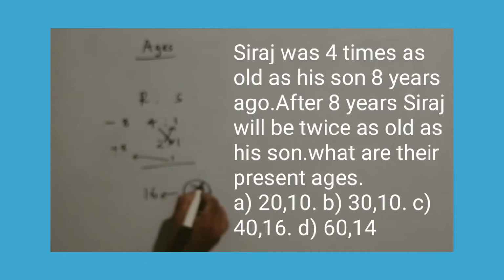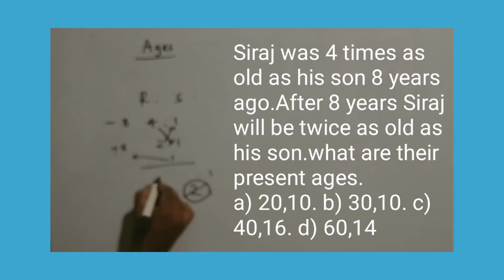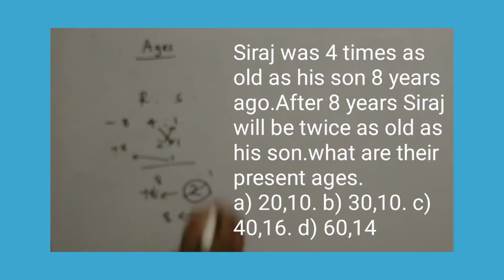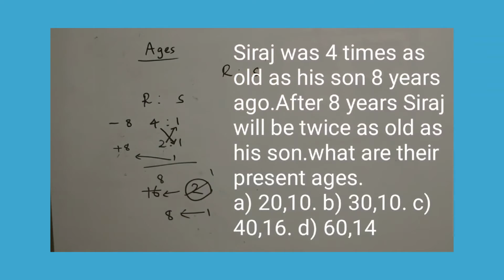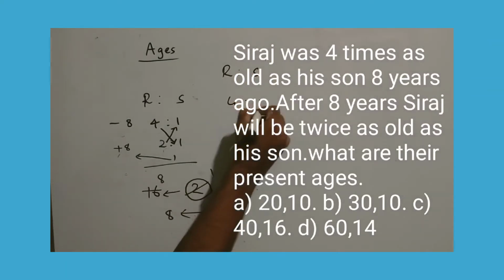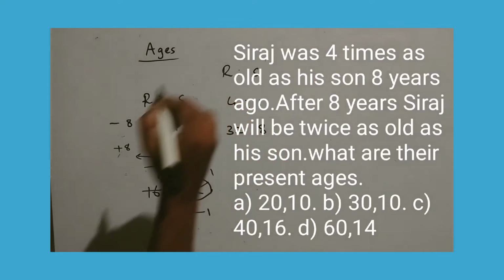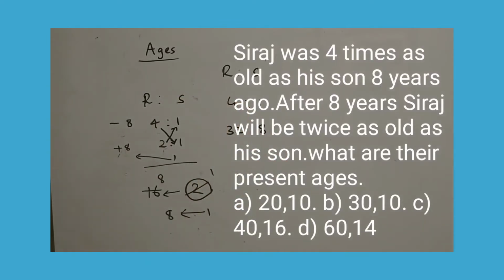So we can cancel like this. 2 1s are 2, 2 8s are 16. So 1 part is equal to 8. Now, if you see, dear students, I am going to directly put 1 part equal to 8. First ratio, that is Ravi is to son. If you take 4 is to 1, 4 8s are 32 and 1 8 is 8. This is the age of Ravi and son, but this is 8 years ago.